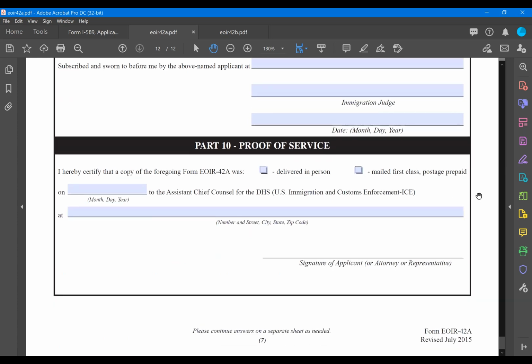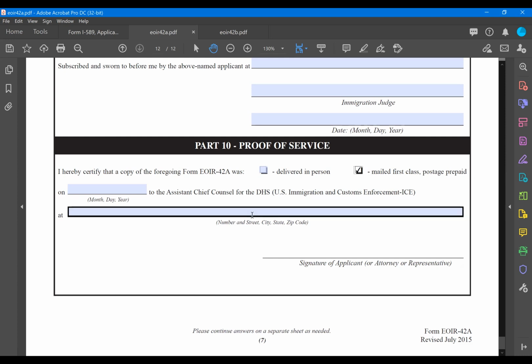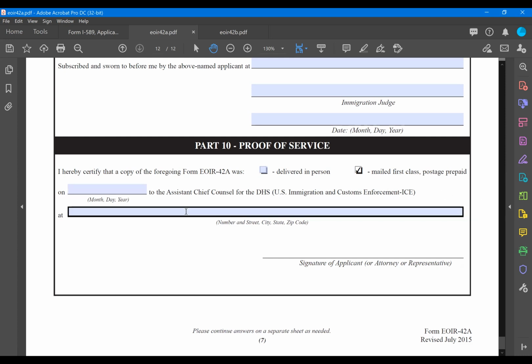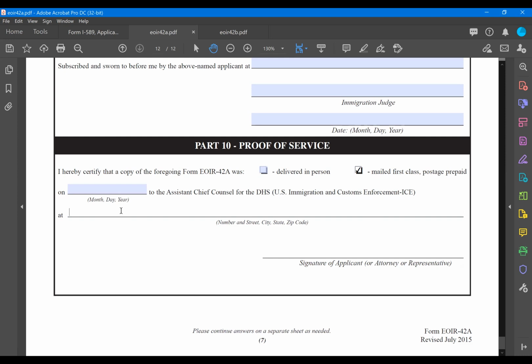This is a proof of service, which you've probably never seen before. Everything we submit to the immigration court, we also have to submit to ICE. It's just the principle of fairness in American courts, that whatever is given to the court has to be given to the other side. Typically, it will have been mailed, and you can leave the date empty for whoever is going to mail it out. And if you're not sure who ICE is or where it goes, typically it's going to be ICE in Dallas. You can look it up. Don't worry too much about this.